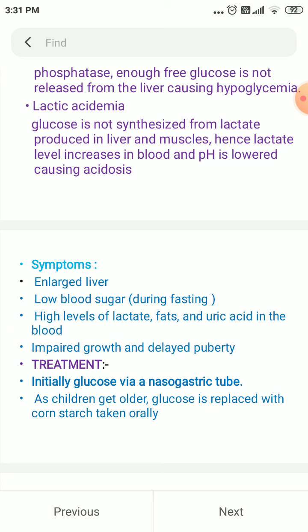What are the symptoms we come across here? I have already told you: hepatomegaly, enlarged liver, low blood glucose during fasting, high levels of lactate, that is lactic acidemia or acidosis, and fats and also uric acid can be observed in the blood.